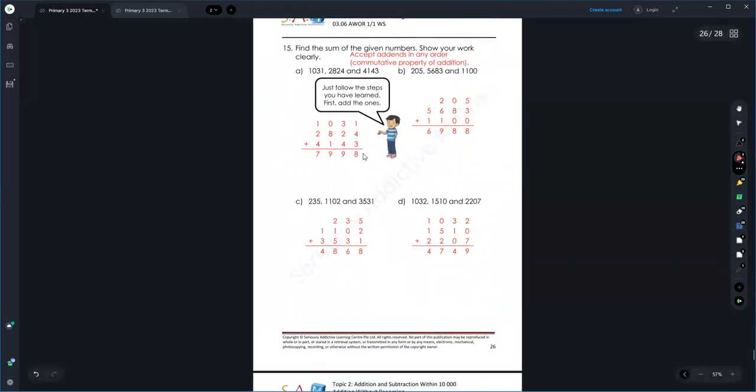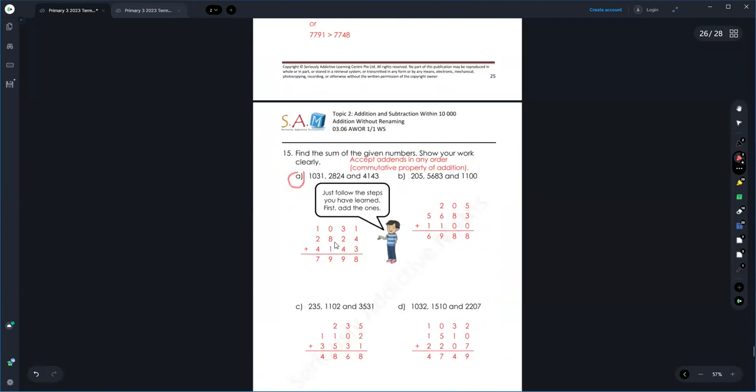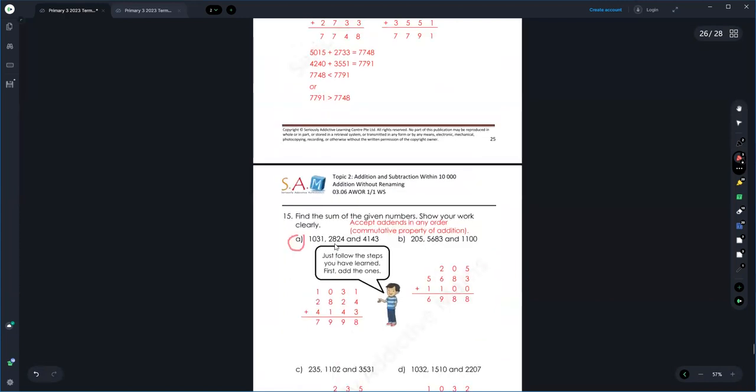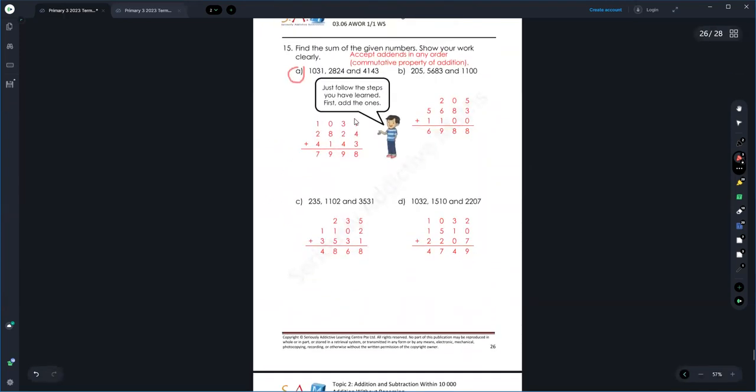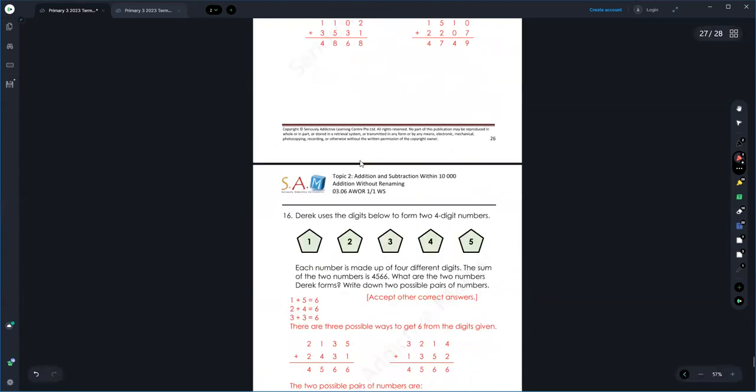They can try 3 numbers as well. So this one you can try with them, maybe just demonstrate or get them to do one. It's just adding 3 numbers like that, on the table itself. Because some students will just add 1,031 to 2,824 first, then the total plus this. Tell them that they can actually do it using the commutative property of addition, by just adding the 3 numbers instead of adding 2 first, and then adding the 3rd.